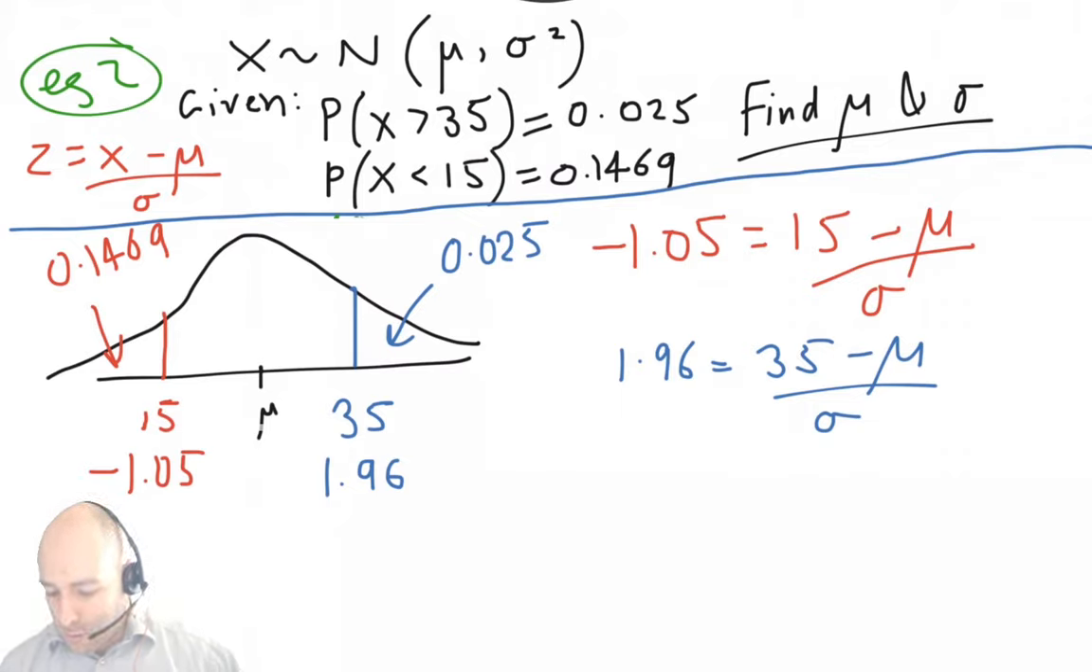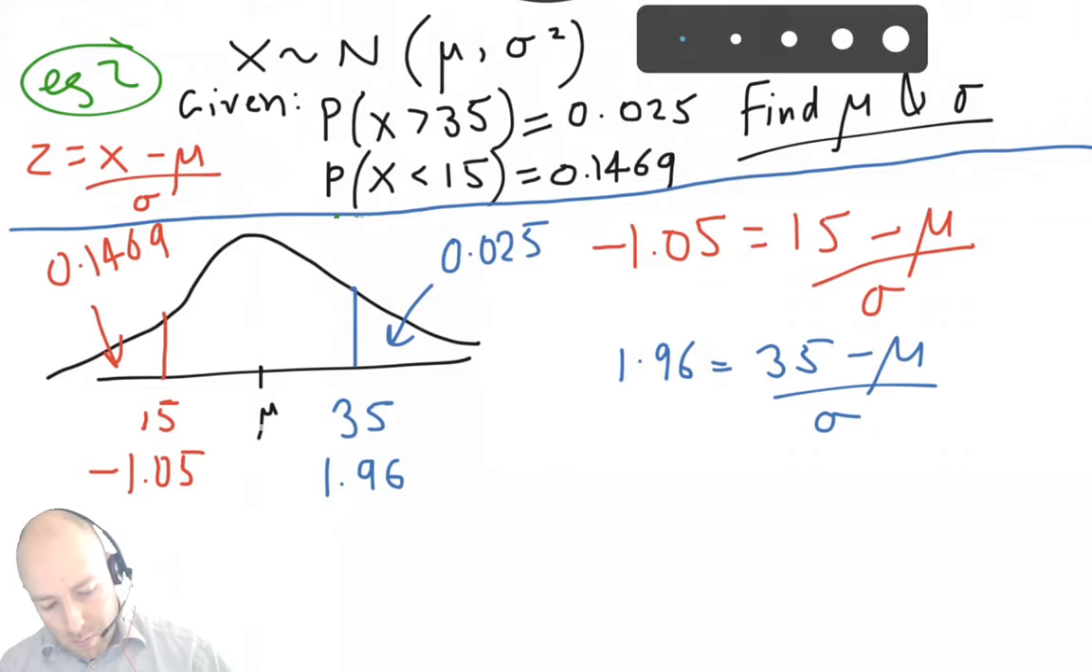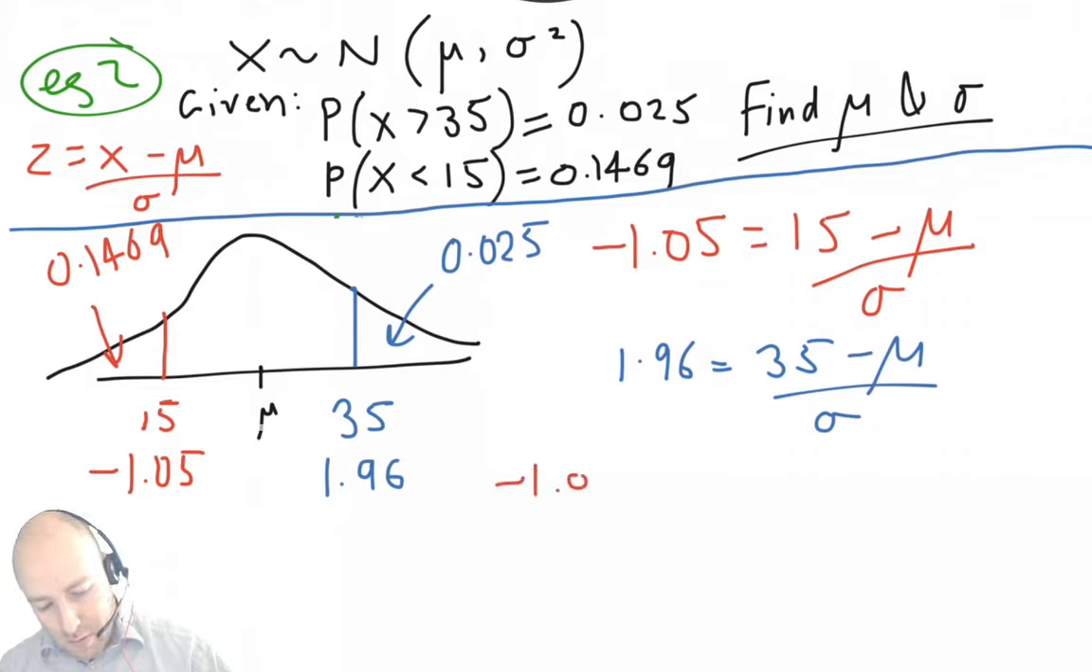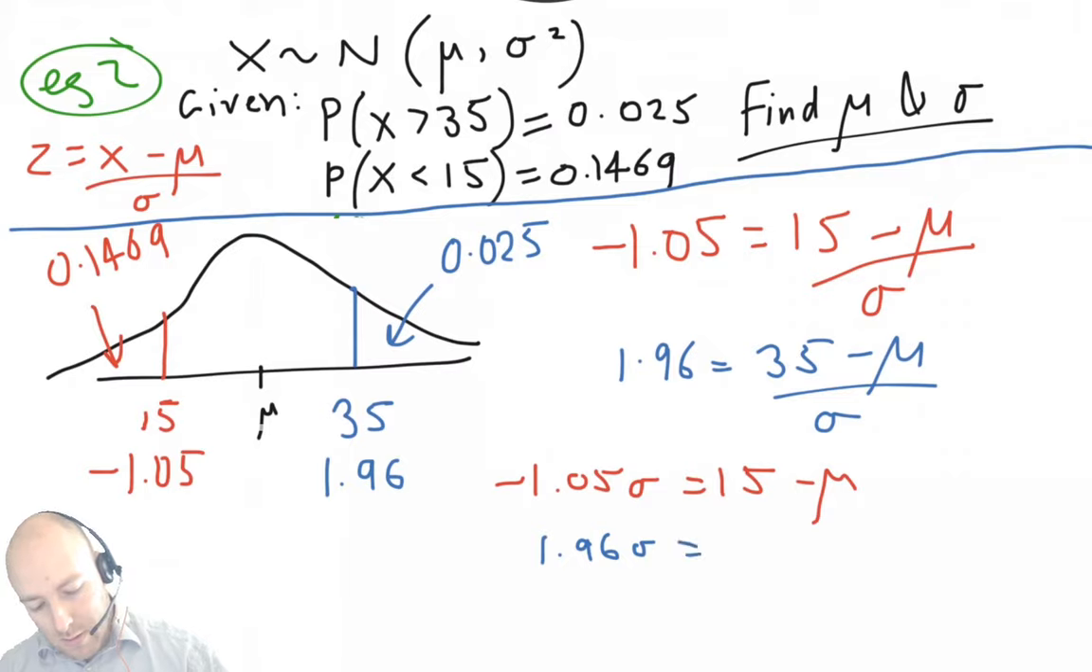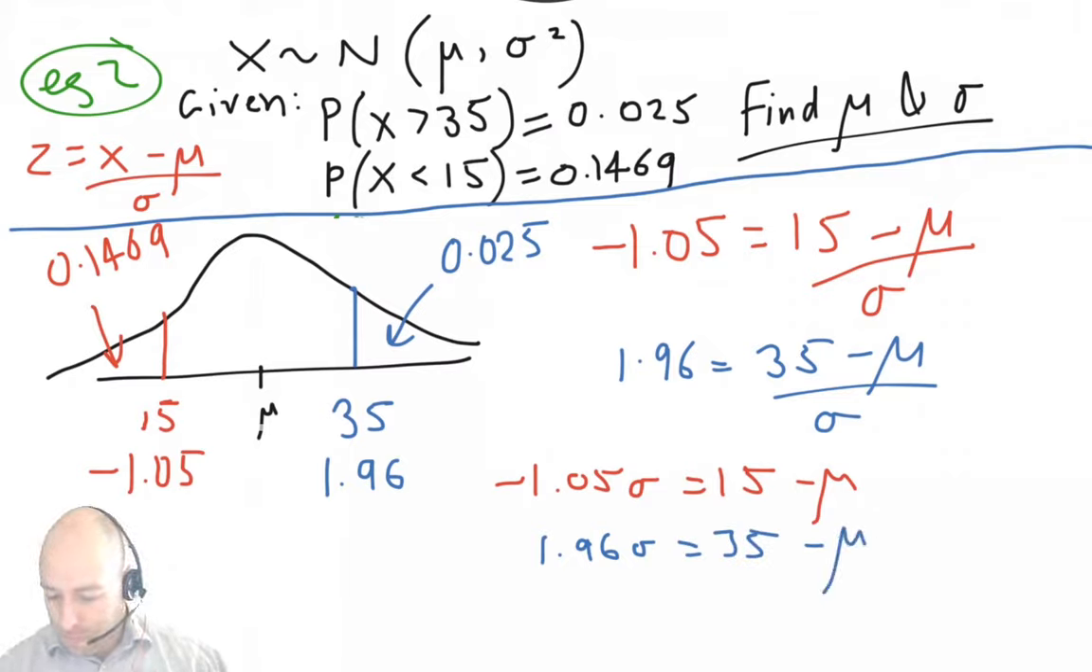So we can rearrange those two quite easily and get minus 1.05 sigma equals 15 take mu. I rearrange the other one to get 1.96 sigma is 35 take mu. And you can just solve those simultaneously. You could do it on the calculator if feeling lazy, or you could subtract those if you wanted to and do it manually.